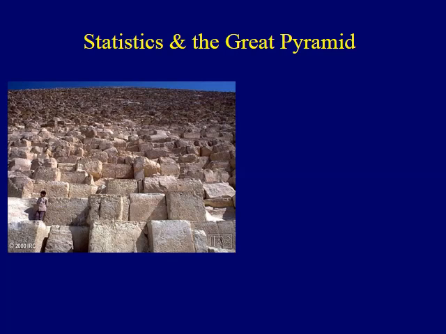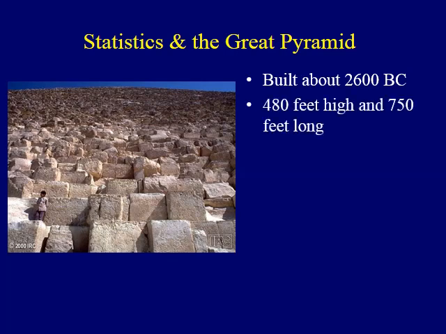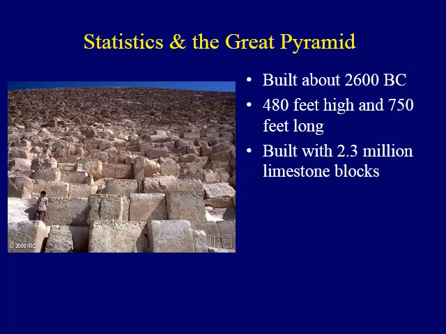Here we see another close-up of the Great Pyramid. It's a physically huge structure that encompasses 13 acres at its base. It was built about 2600 BC, and it's 480 feet high and 750 feet long. The base of the pyramid does not vary in elevation by more than 1 inch. It's also nearly exactly aligned with the points of the compass.